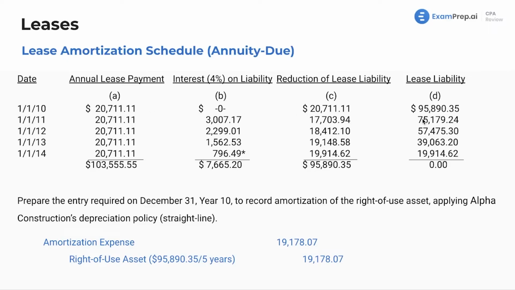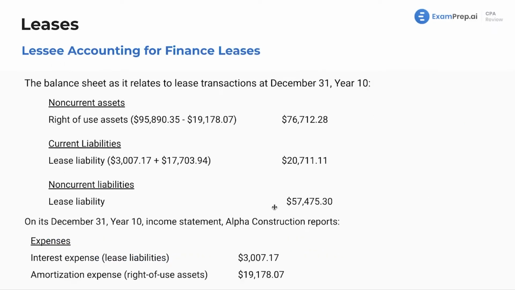But all of year 11 is now current. So that means 12, 13, and 14 is long-term because this is what's remaining. So we're going to take this $57,000 amount, and that's going to be what we have to pay in the future, past 1 year from now. That's our long-term liability. And thus, here is our lease liability. So this is what is displayed on the balance sheet in regard to our lease.